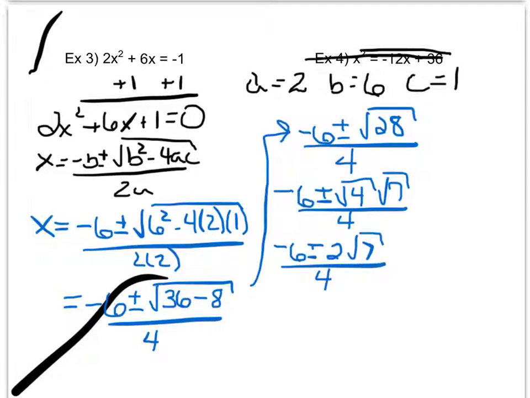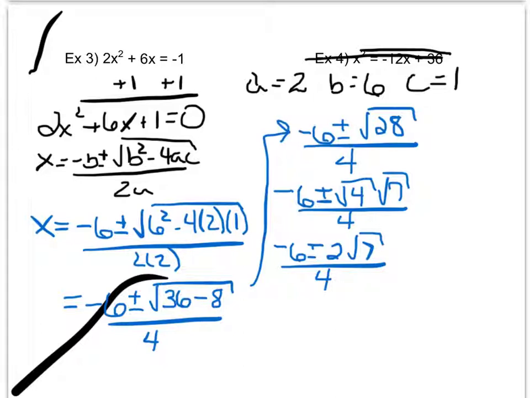all over 4. Now remember, I could not reduce if this term here and this term here were the only two divisible by 4, or likewise if this term and this term were the only two divisible by 4. But because all three of these terms are divisible by 2, I can divide every single term by 2. It is a form of factoring.